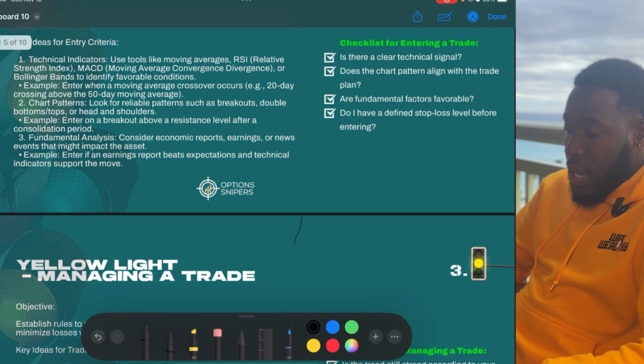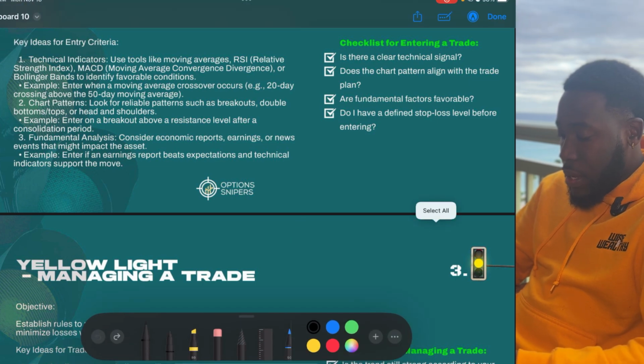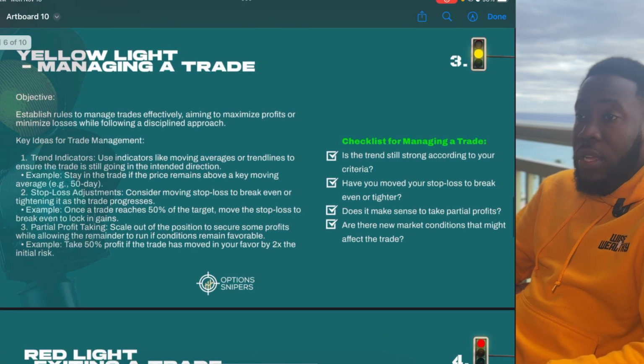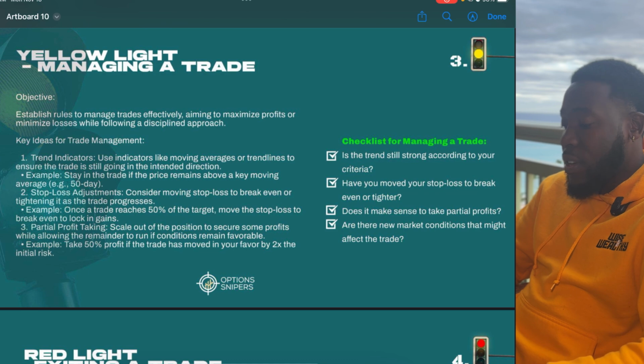Now, the next thing we have is managing a trade. Managing a trade is the yellow light. So after we've now entered the trade, now we're talking about managing it. And managing the trade looks very simple.